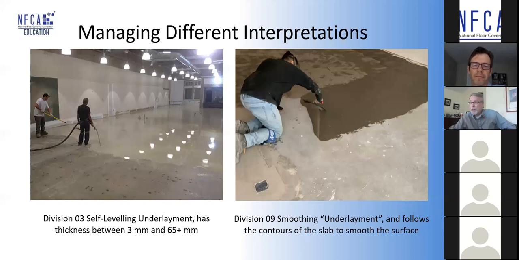So the one thing to remember is concrete, the division, looks after flattening and leveling of the concrete. Division 9 does not flatten or level anything on concrete. It just makes the surface acceptable for installation of the resilient flooring. It's minimal work.